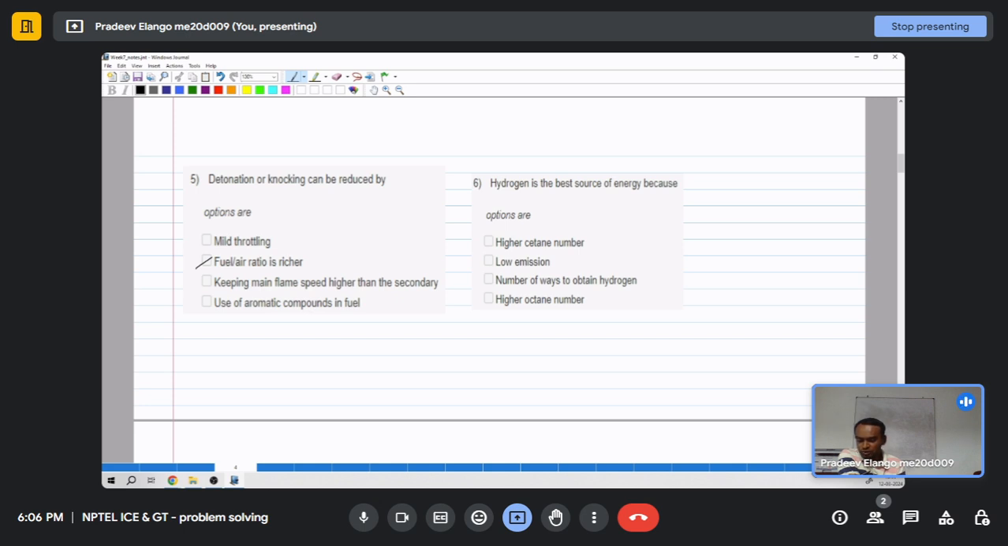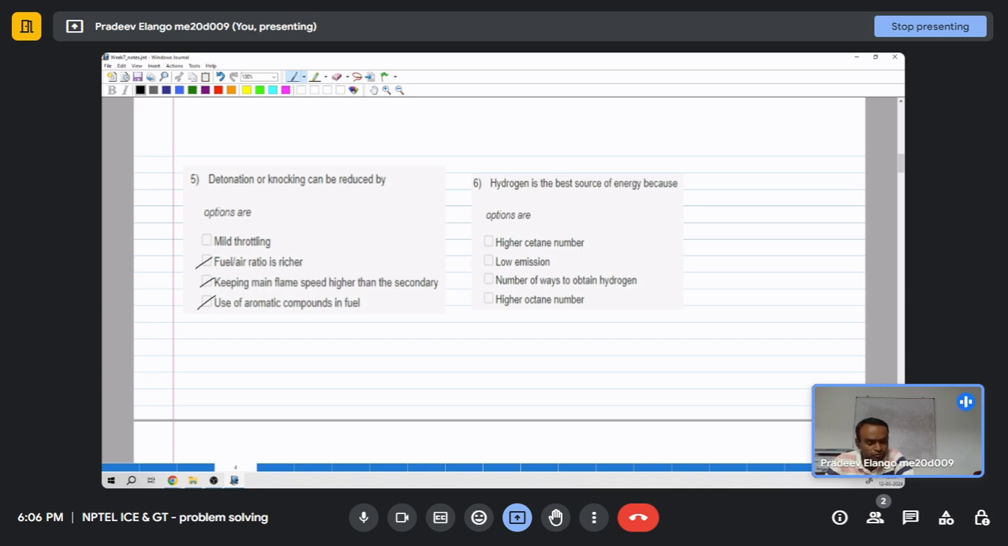And keeping the main flame speed higher than the secondary: if the main flame from the spark plug is much faster than the other flames which can form, then we will avoid detonation or knocking. And use of aromatic compounds gives more resistance to pre-ignition or self-ignition, so that will help in avoiding knocking.